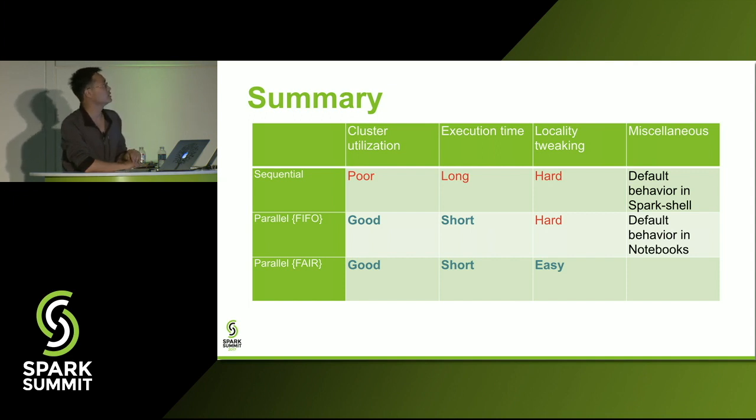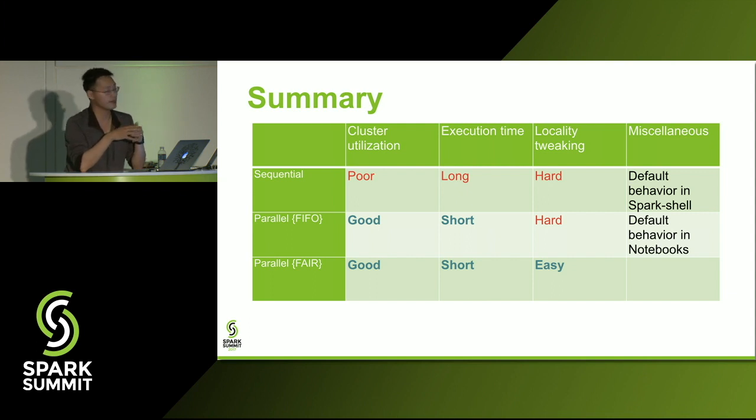And then using the fair scheduler, which is not a code change, it's a config change, you can actually tweak your localities so you can further optimize your job by tweaking the parameters instead of making a code change. And then keep in mind, the sequential behavior is kind of default in Spark Shell because you're typing line after line. This is like you have only one way to interact with the computer.